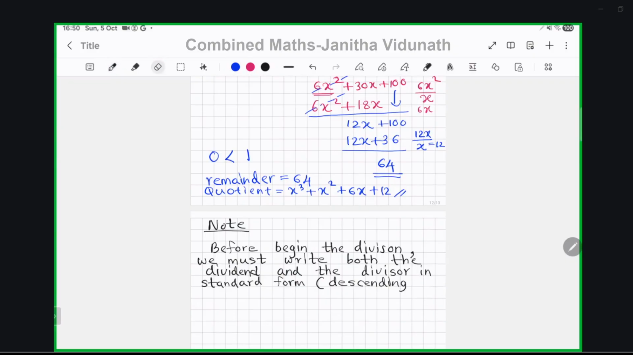Open a bracket and write down descending powers of the variable. Inside the bracket, write down descending powers of variables.